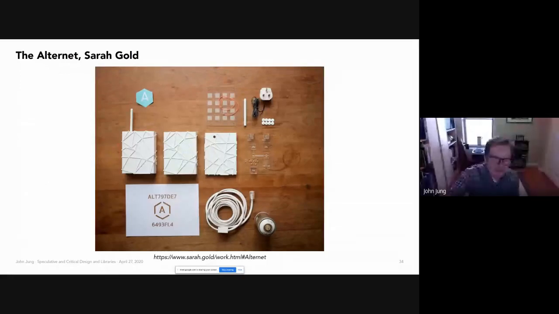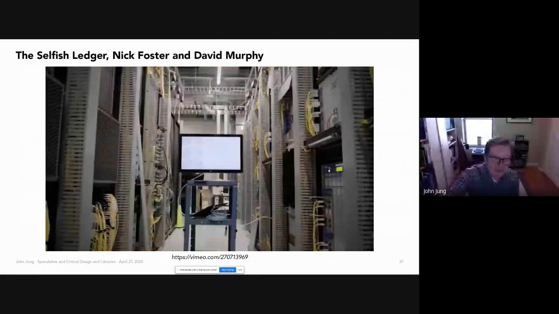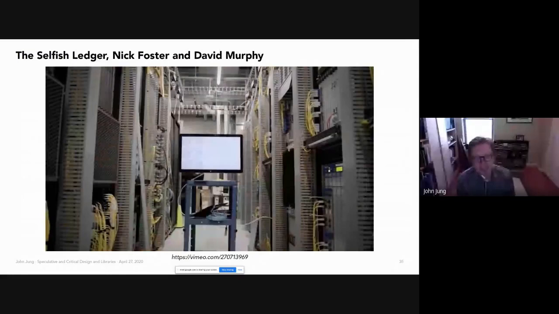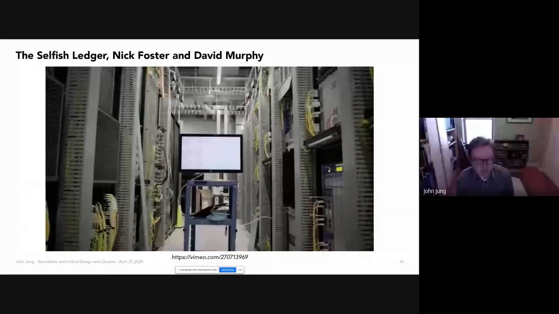The next project is one called the Selfish Ledger, which was a video that was about interfaces that modify user behavior. This video was written by Nick Foster, who is from the Near Future Laboratory and the head of design at Google X, and David Murphy, who's a senior UX engineer at Google. Although this video was never officially released, a representative from Google gave the following statement about it.